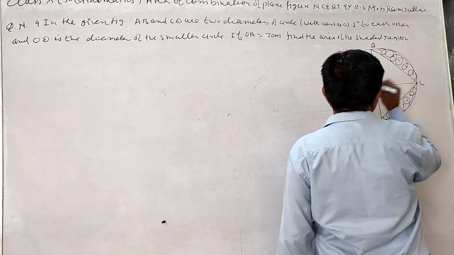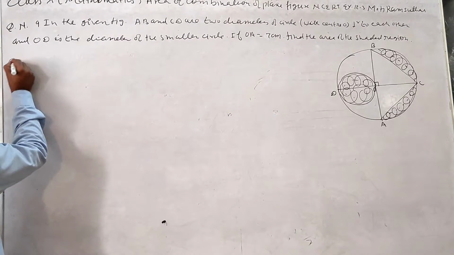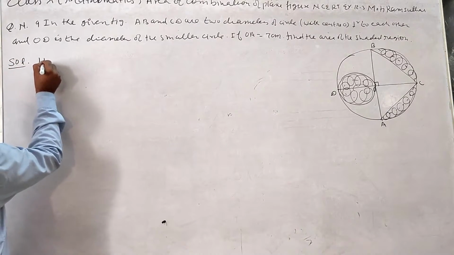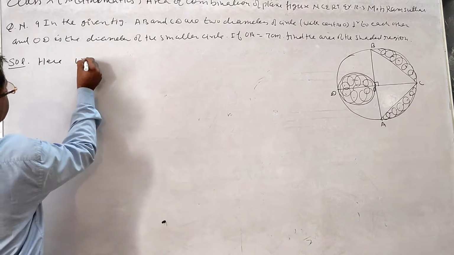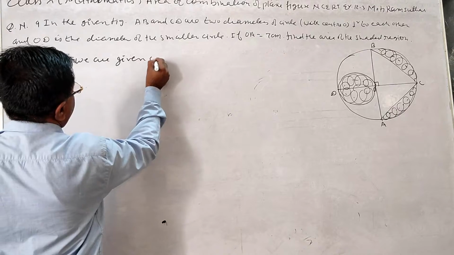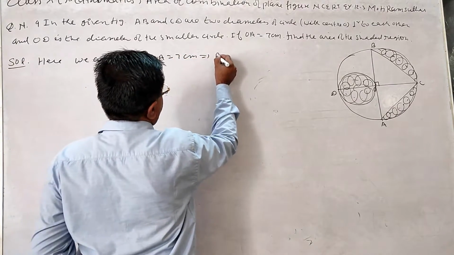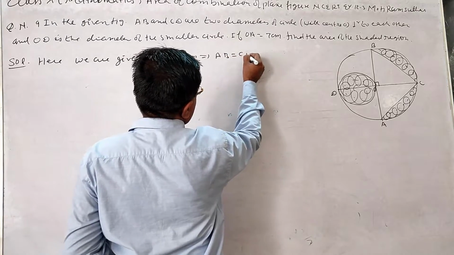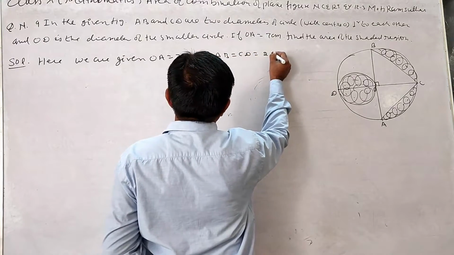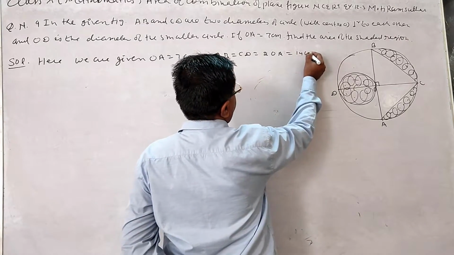This is the shaded region. So dear student, in the solution we write here: we are given only OA equal to 7 centimeter. So its double, that is AB equal to CD equal to twice of OA, which is equal to 14 centimeter.